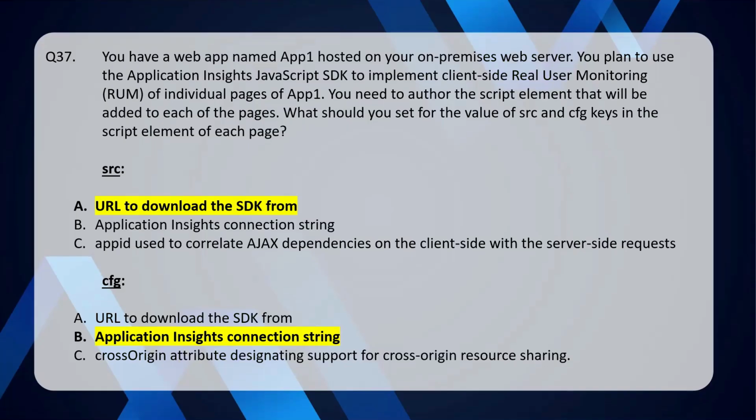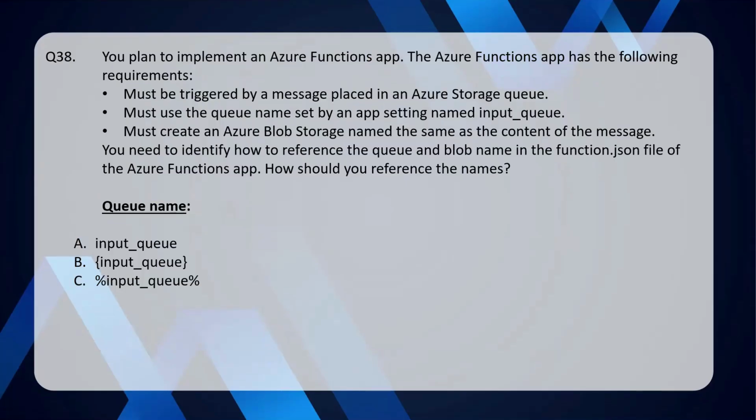Let's look at question number 38 of the series. You plan to implement an Azure Functions app. The Azure Functions app has the following requirements. Must be triggered by a message placed in an Azure storage queue. Must use the queue name set by an app setting named input queue. Must create an Azure blob named the same as the content of the message. You need to identify how to reference the queue and blob name in the function.json file of the Azure Functions app. How should you reference the names?